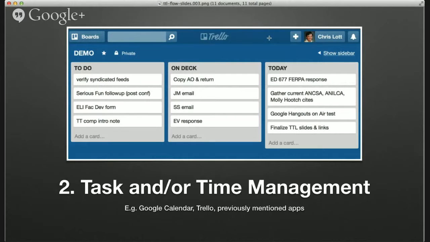The second thing that you need is something for task and time management. I should say task and/or time management, because it's quite possible that you don't need one of those 2 aspects depending on how you work.